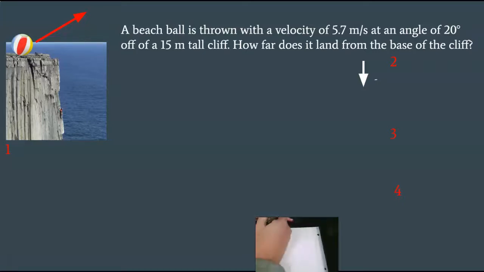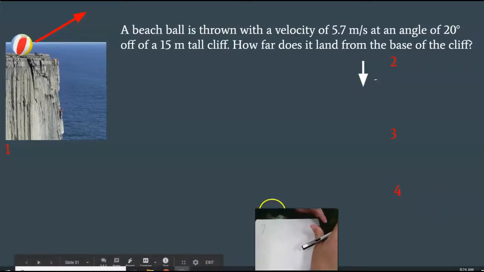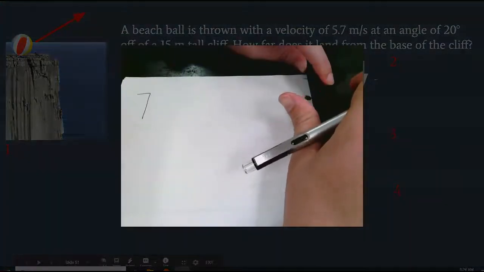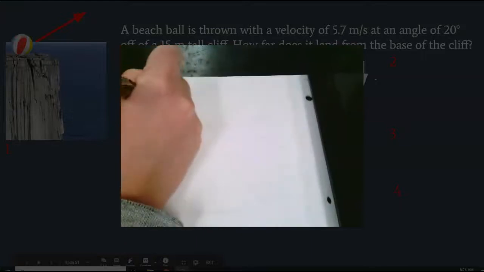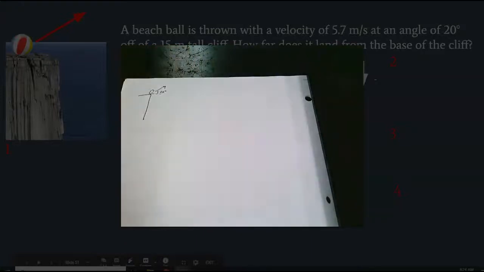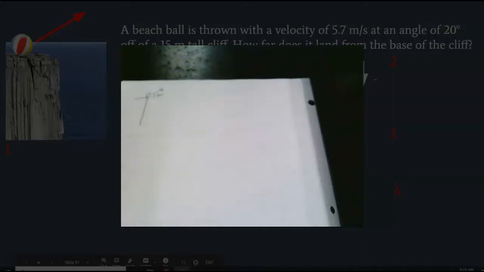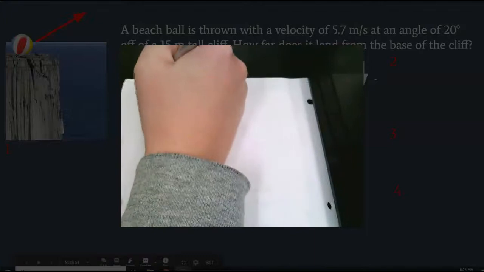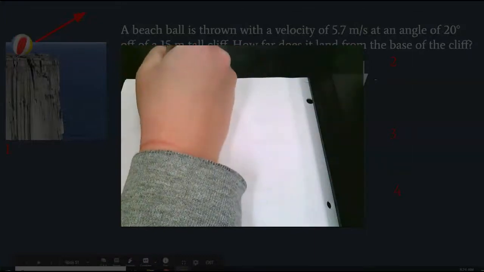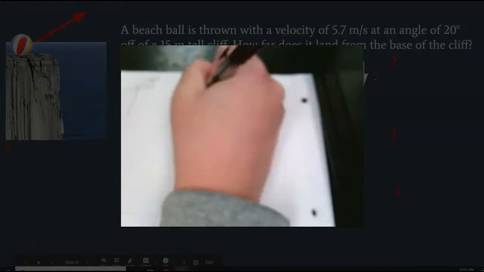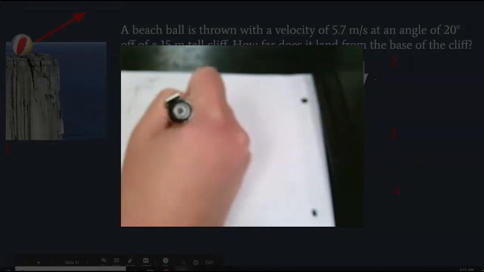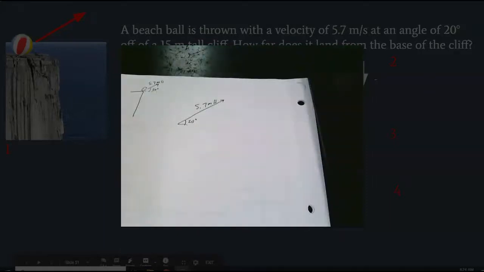So I'm going to draw another picture just so I can indicate. Let me make this bigger. I learned this trick just now. Woohoo! All right, here's my beach ball. It's being thrown at an angle of 20 degrees. It's kind of hard to see, but I think you can get it here. Let me clear that up. There we go. And it's being thrown at a velocity of 5.7 meters per second. All right, so what we've ended up with is a vector that looks like this.